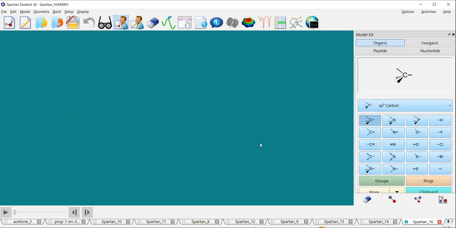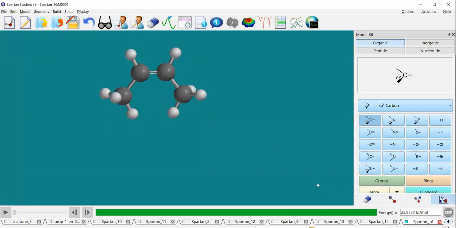I'm in a new page, and I will pick up sp2 hybridized carbon and another one, and I will add sp3 hybridized, and I'm building cis isomer, and I will minimize this molecule. And now I have to calculate the energy.